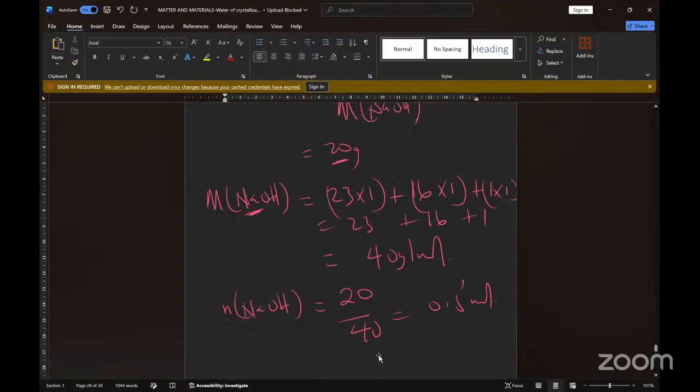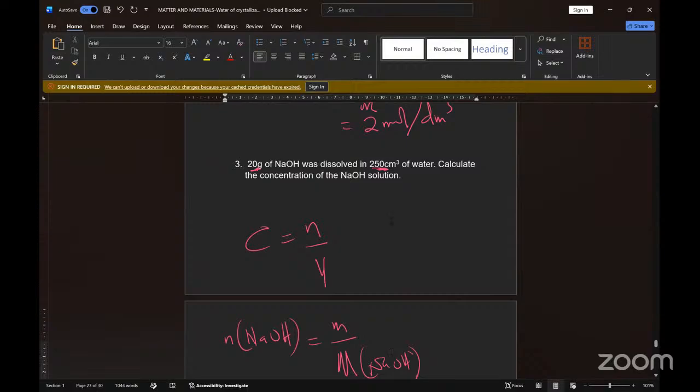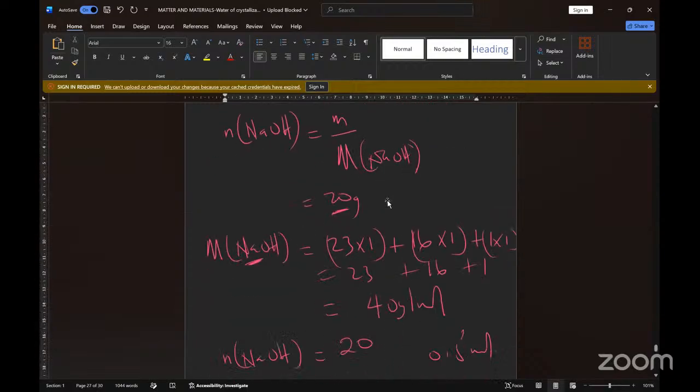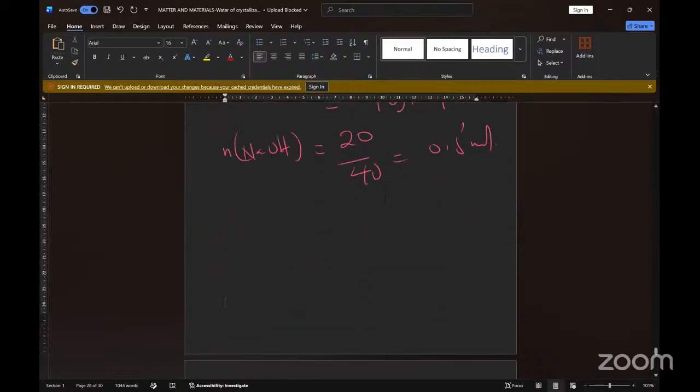Then we go back to our volume. Our volume is 250 centimeters cube, so we change it to decimeter cube. Your volume in decimeter cube is going to be equal to 250 centimeter cube divided by 1,000 centimeter cube. When you cancel them, you are going to have 0.25 decimeter cube.